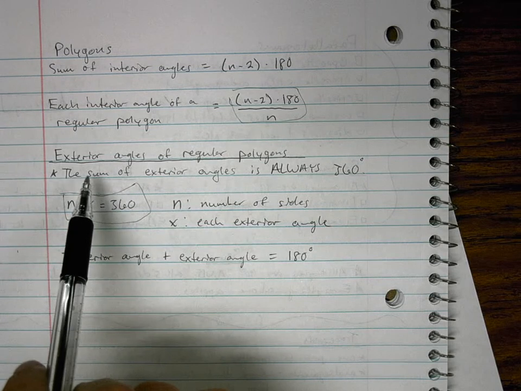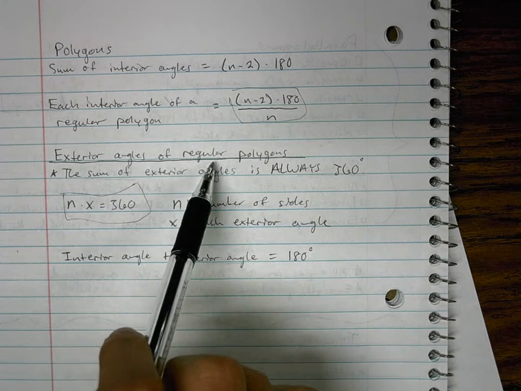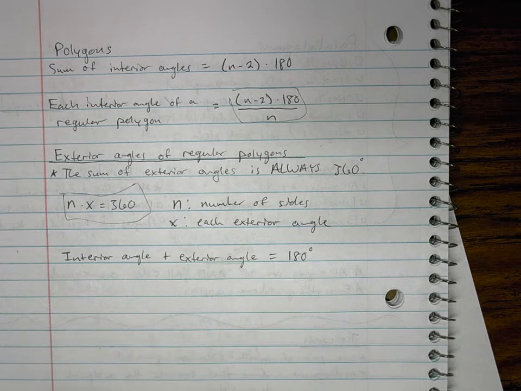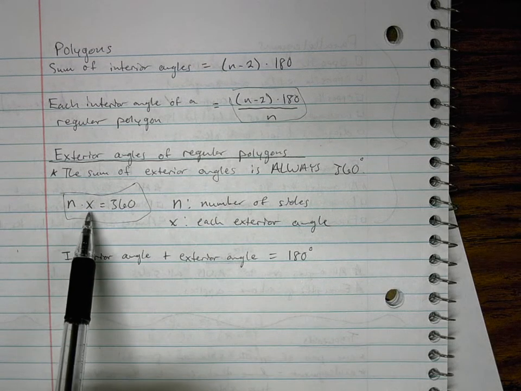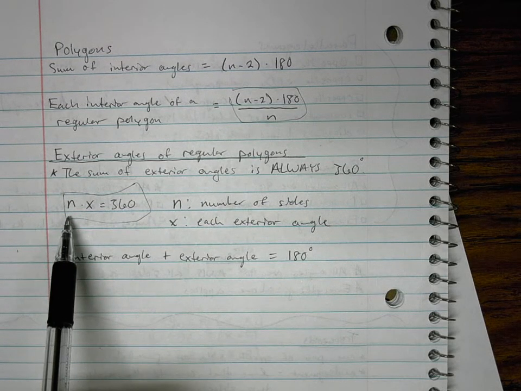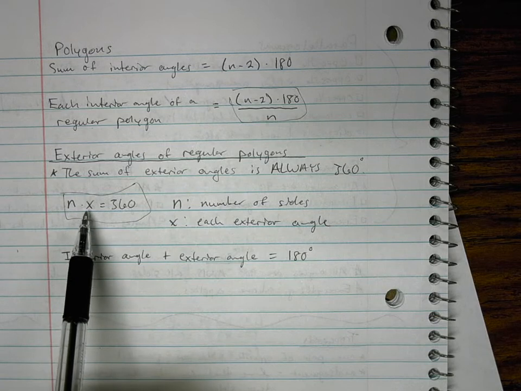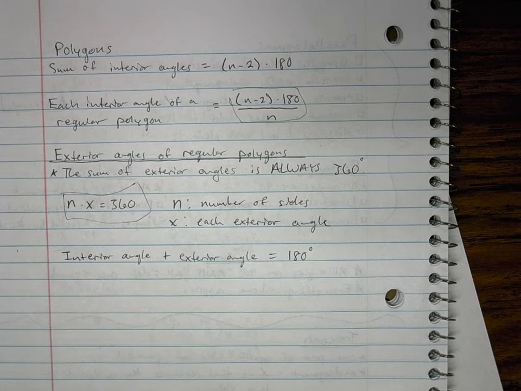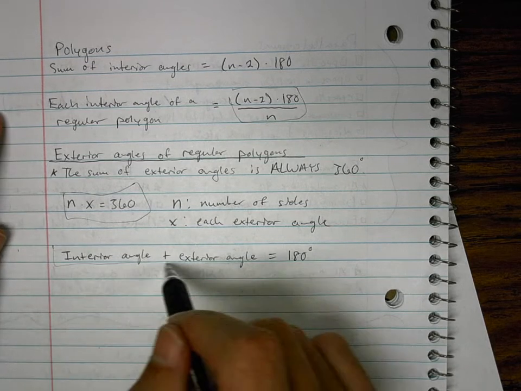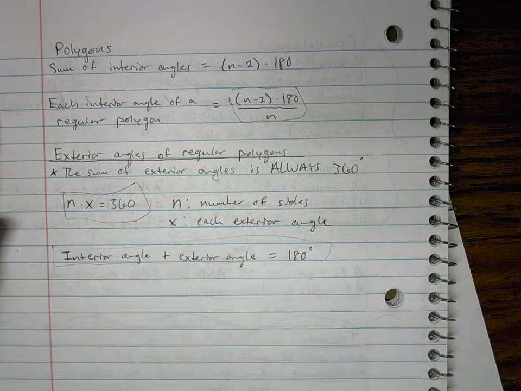Exterior angles, the sum of exterior angles is always 360 no matter how big the shape is or how many sides it has. And this formula gives you the number of sides given an exterior angle, or the exterior angle given the number of sides in a regular polygon. And the interior and exterior angles must add to 180 degrees.